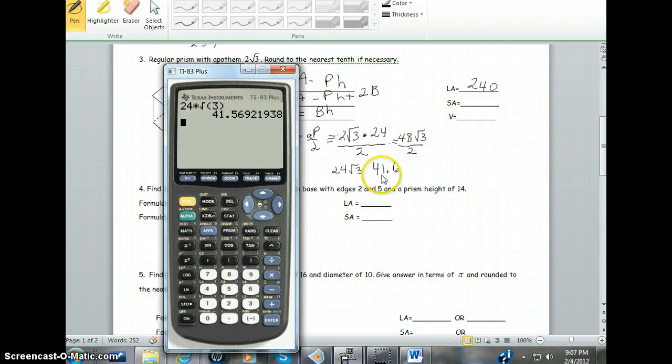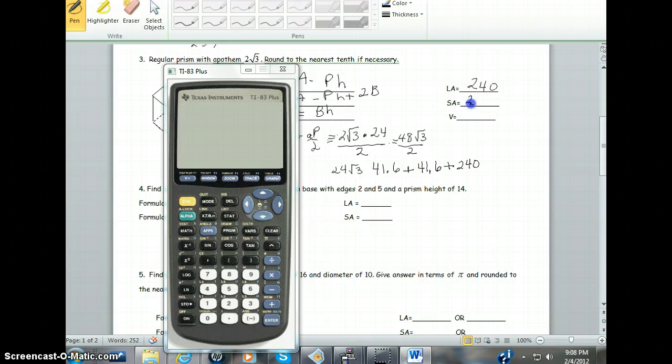So I'm going to have 41.6 plus 41.6. And what else are we adding to that? We've got to add what our lateral area was, which is 240. Once we add all those figures in the calculator, you should get a total surface area of 323.1. Round it off to the nearest tenth.